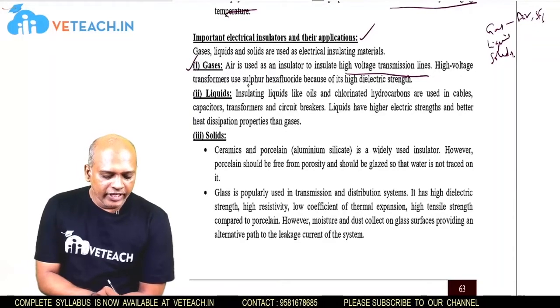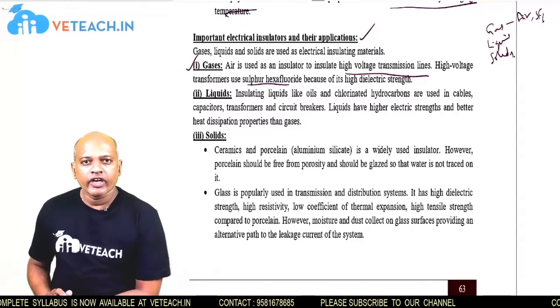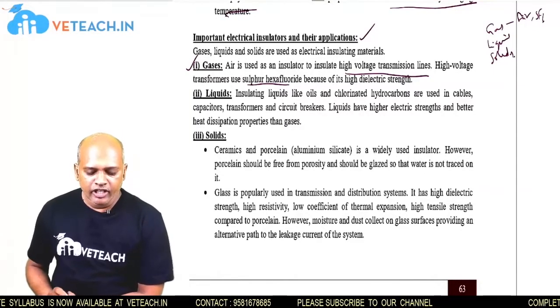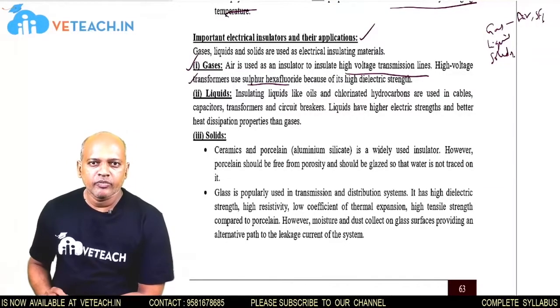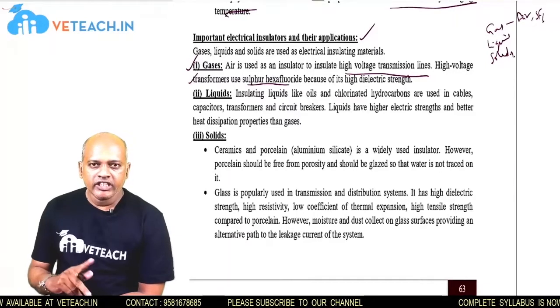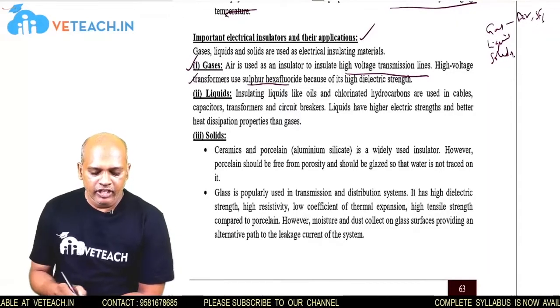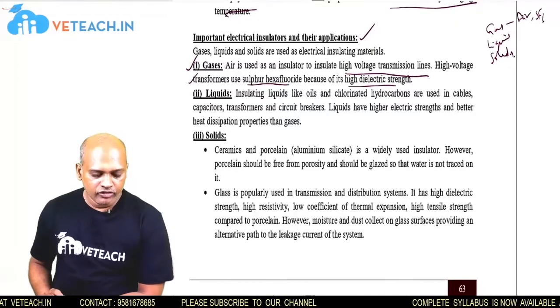The next one is sulfur hexafluoride. Sulfur hexafluoride is used as the electrical insulating material in transformers. So it acts as the electrical insulating material in the transformer. These two act as electrical insulating materials due to their high dielectric strength values.